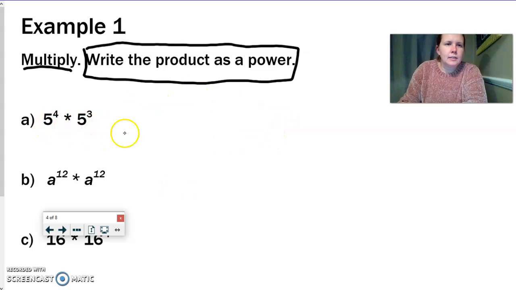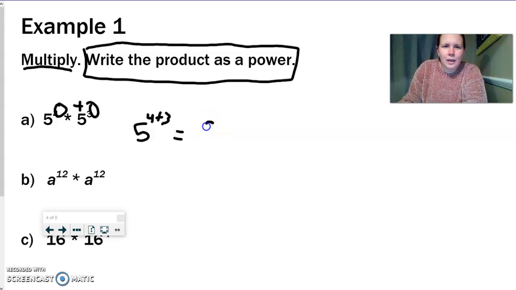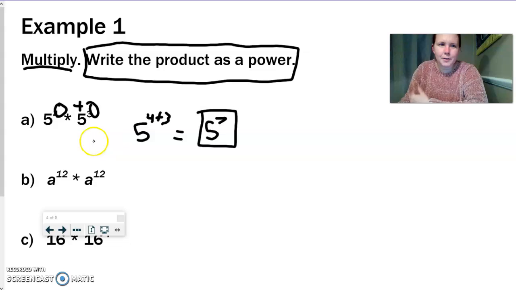In this case, it looks like I have a base of 5, so the base stays, and then I just add the 4 and the 3. Add them together, 4 plus 3. So then I really have 5 to the 7th, and that's all you need to do. That's your solution. That's your answer.